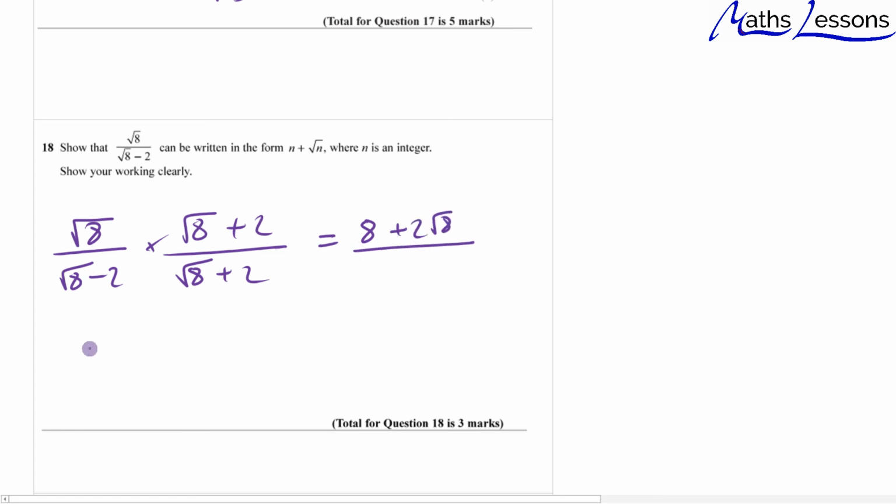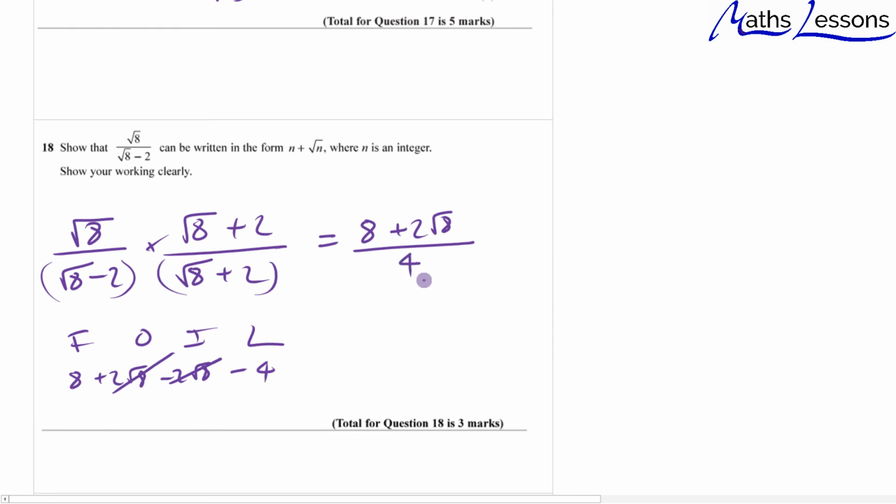On the bottom, if you're not familiar with what the result is, then I suggest you FOIL it. First two things times together gives you 8. Outer two things times together gives you a plus 2 root 8. Inner two things, minus 2 root 8. Last two things, minus 2 times 2 is minus 4. And what you notice is these two will cancel, and you're just left with 8 minus 4, which is 4. And we can cancel this down.